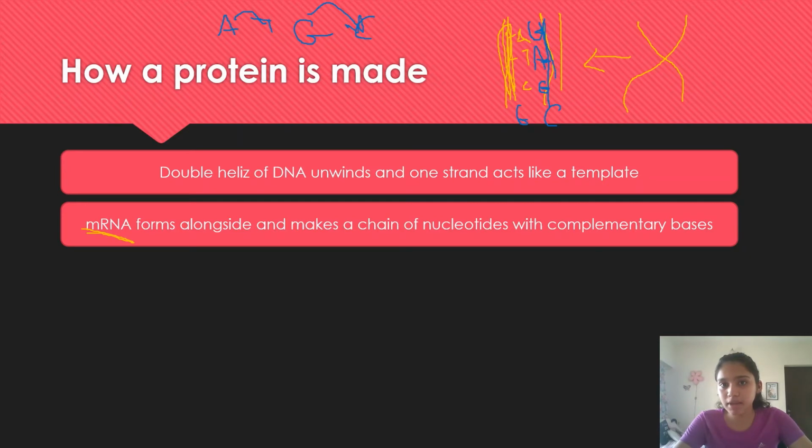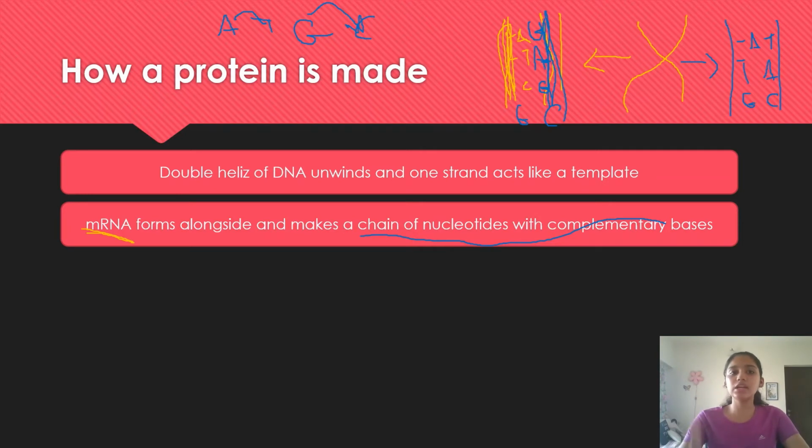Now this is only for messenger RNA. Only in transcription, A pairs with U. U is basically uracil. But if you look at two strands of DNA, if this had to unwind without messenger RNA, and this was A, T, G, then A would pair with T on this strand, T would pair with A on this strand, and G would pair with C on this strand. It's only when messenger RNA is involved that A pairs with U, T with A. So it's just that T is replaced by U on messenger RNA. That is it. So mRNA forms alongside this template and makes a chain of nucleotides with complementary bases, as we have seen over here.